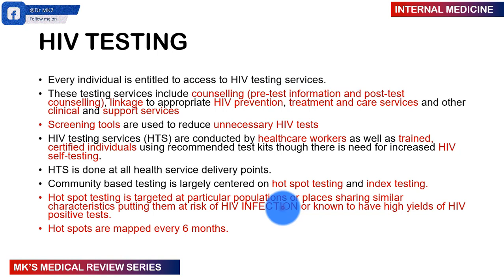And there is also something known as index testing, which uses partner notification. For example, if you get a positive result, you would want this person to give you the contacts of all the other people that they may have exposed to this virus. So it means all the partners, and if there are children involved, even the children should get tested. Then, of course, these hotspots are supposed to be mapped every 6 months because trends usually change.